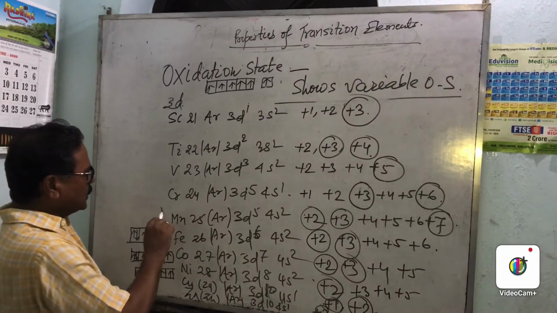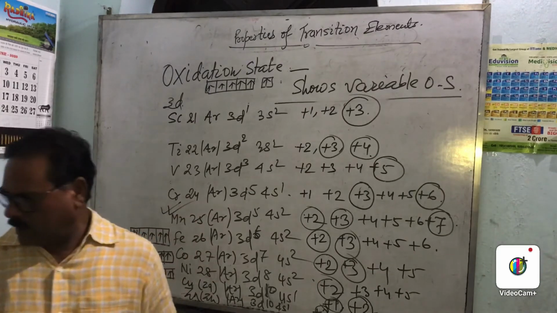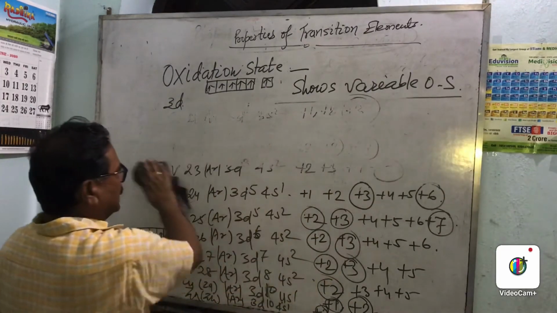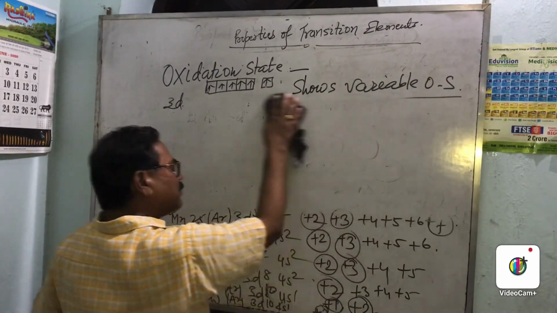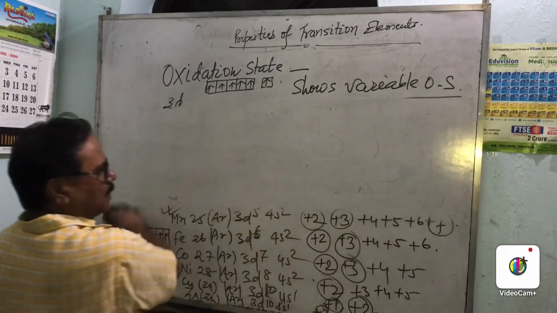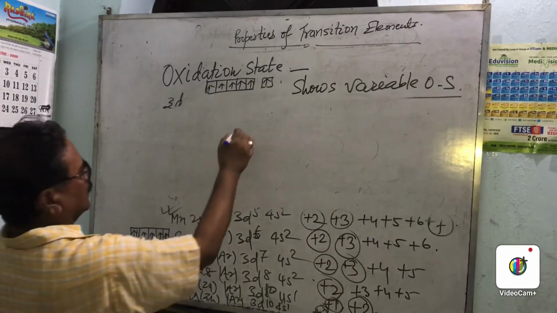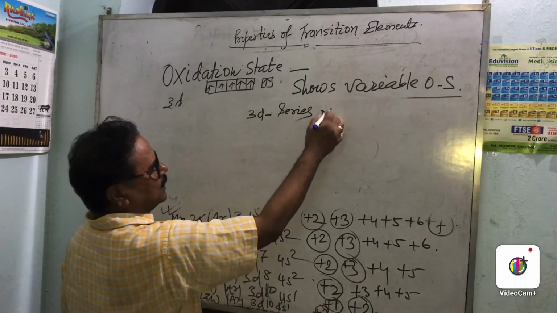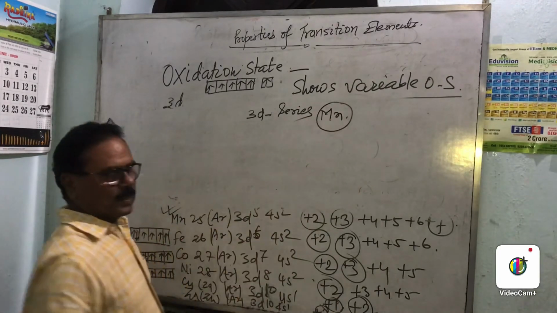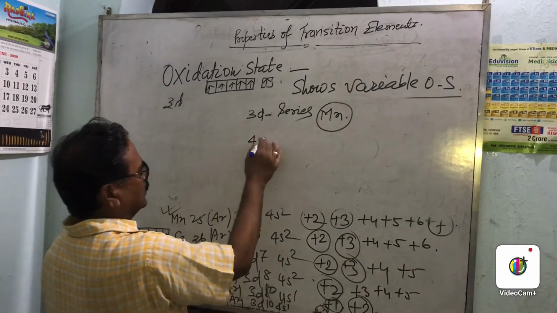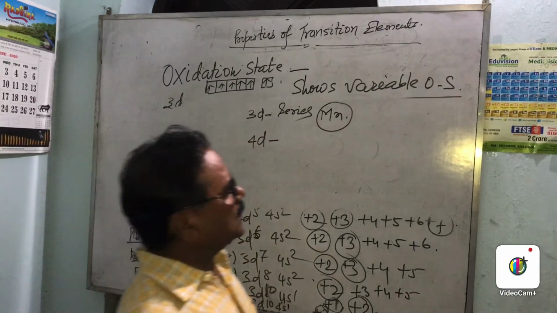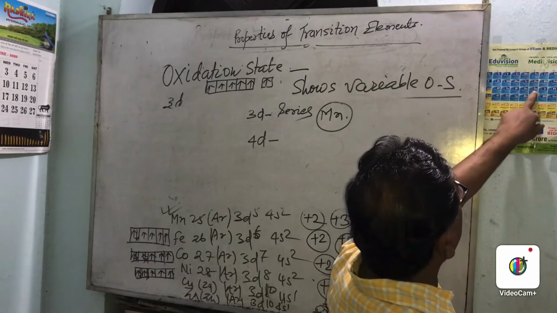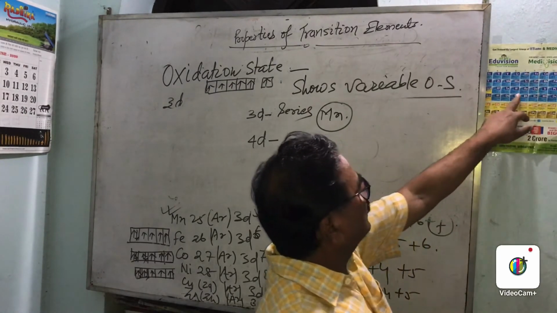The maximum oxidation state, next point, is variable oxidation state and the maximum oxidation state. In every series, you must remember that in the 3D series, the maximum oxidation state is shown by manganese, right? Similarly, in the 4D series, the maximum oxidation state is shown by chromium, this is osmium, osmium.